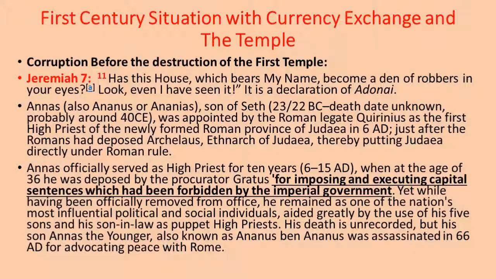Look, even I have seen it. It is a declaration of Adonai. So the Lord is saying that back in roughly 605 before Common Era, corruption had already gotten there. You go back before King Saul, there was corruption at that point. So it had come back just before the fall of the temple, and then before it fell again, there was another corruption in it. And that's what I was going to ask.